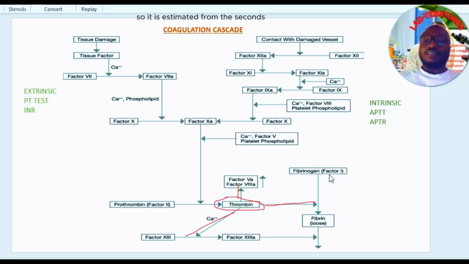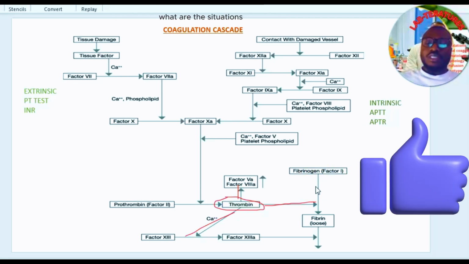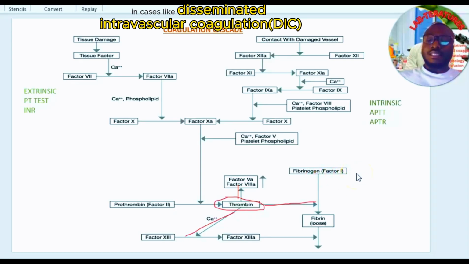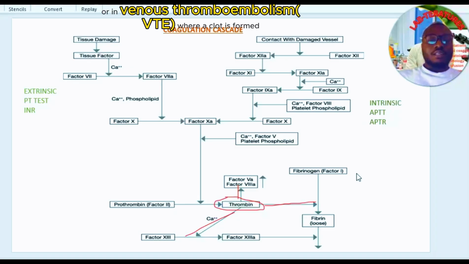So it is estimated from the seconds, and there is a standard graph made with a calibrator that shows the gram per liter amount of fibrinogen based on the time that it takes for thrombin to convert the fibrinogen to fibrin. What are the situations that can cause a low fibrinogen level? It can be due to consumption, low production, or a qualitative problem. Consumption means that the fibrinogen present in the patient's plasma or body has been involved in a clot formation, in cases like disseminated intravascular coagulopathy or in venous thromboembolism where a clot is formed.